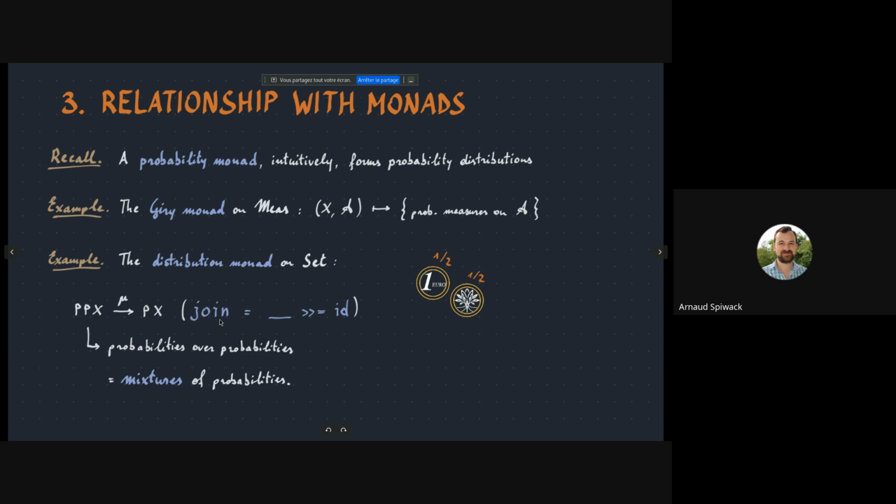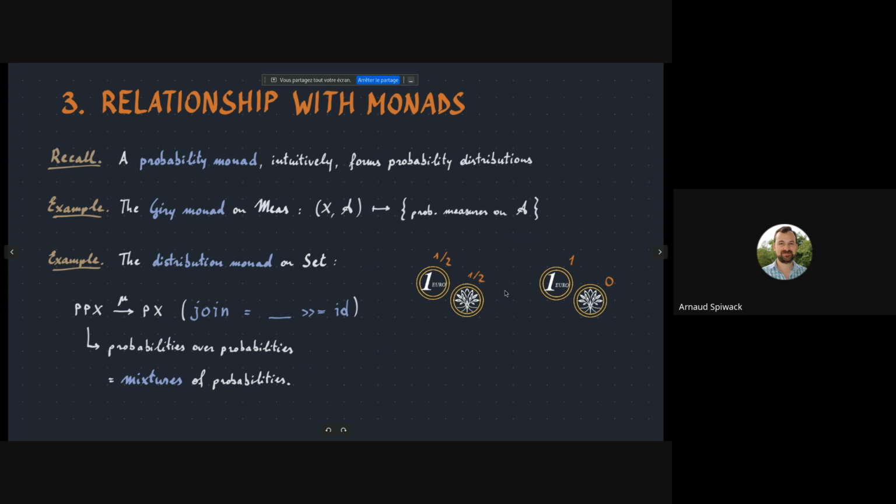In Haskell, this is a join operation, so bind of the identity. What does it do? Well, it would take probabilities of probabilities and give you just probabilities by mixing them. Let's see an example. If I have a fair coin and a coin that has two heads, so it's a coin that has probability 1 of being heads and 0 of being tails.